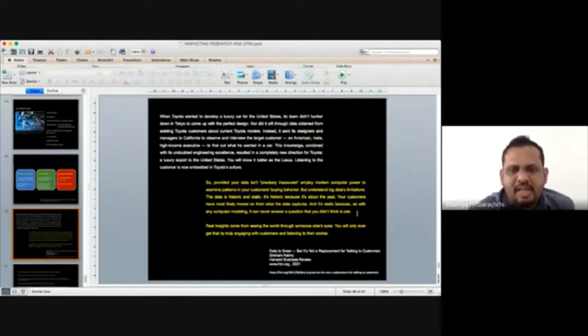So the information you have in the database is about the past. Your customers have most likely moved on from what the data captures. Right? So the data has captured certain information, but maybe the customer has moved to the next level. And data is static because, as with any computer modeling, it can never answer a question that you didn't think to ask. Right? So basically, whatever the computer does, you should have inputted it to the computer with a command. So if you have not done that, it can't think on its own.